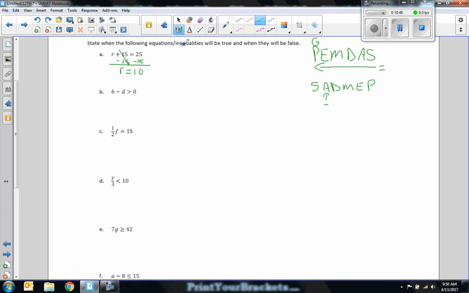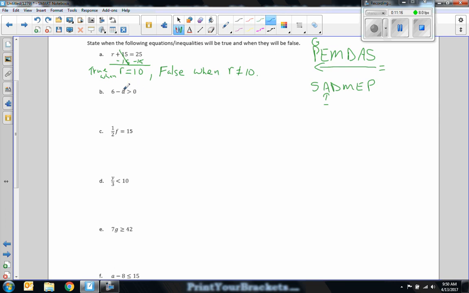So state when the following equations or inequalities will be true and when they will be false. So it's true when R equals 10, false when R does not equal 10. So any other number, 9, 11, 10.1, there is no number other than 10 that will make this equation true.